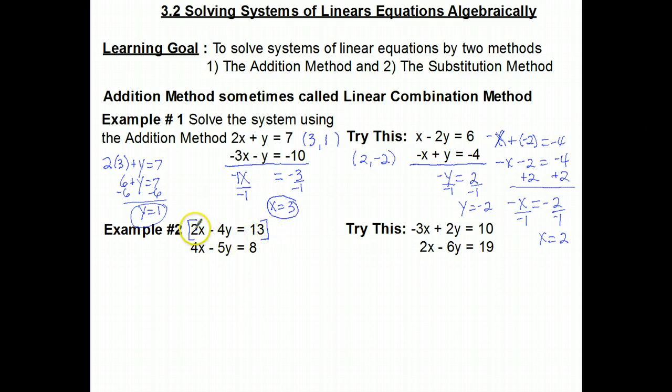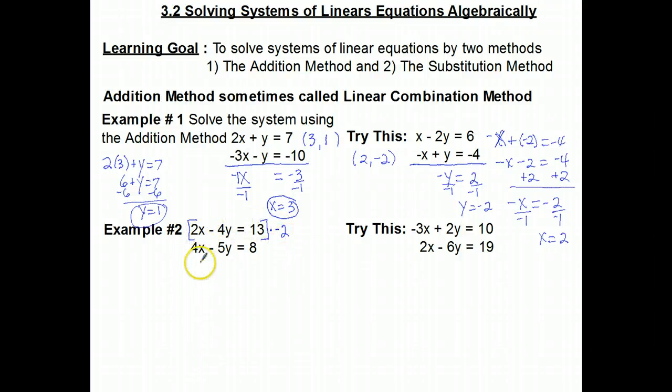And for these to eliminate, then this number would have to be the opposite of 4. This would have to be negative 4. To make this into a negative 4, I can do that by multiplying by negative 2. So I'll choose to multiply by negative 2, but to do that I have to multiply everything in the equation, not just the x, but the whole equation. Every term in the equation has to be multiplied by negative 2. So I put it in brackets, put times negative 2 on the outside because I want to create a negative 4, which is the opposite of the 4.